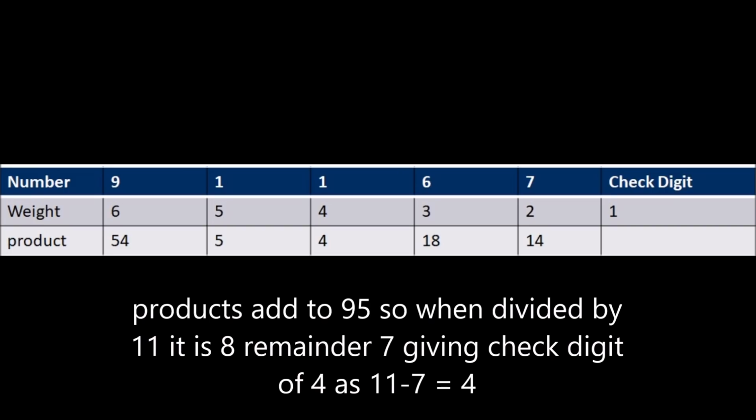Here's an example of a check digit in a table. So the products added is 95, and when divided by 11, it is 8 remainder 7, giving a check digit of 4, as 11 take away 7 is 4.